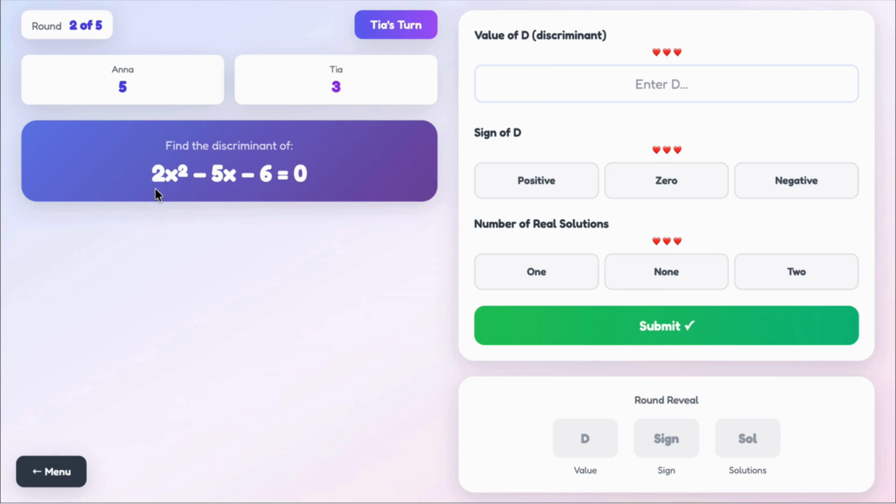Negative 4 times 2 is negative 8, times negative 6 is positive 48, plus 25 should be 23. And I'm just going to check that, and that's incorrect. So let's try that again. I've got 4 times 2 is 8. 8 times 6 is 48. It's a negative times a negative. That's positive 48 plus 25.